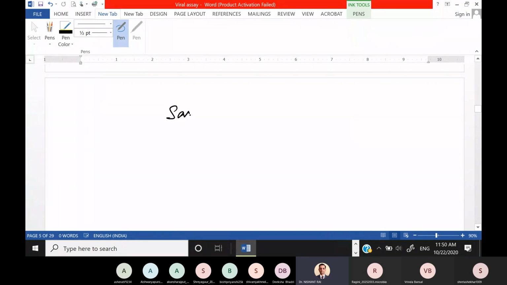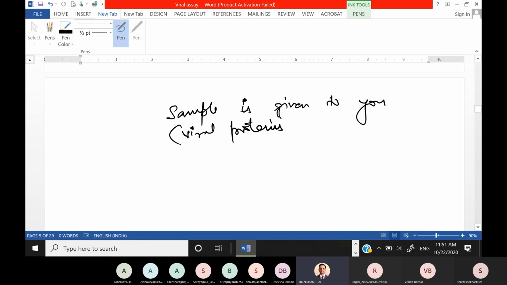दूसरा क्वेश्चन, a sample is given to you suspected to have viral proteins. एक सैंपल दिया गया है और आपको कंफर्म करना है कि वायरस प्रेजेंट है या नहीं है। जो सैंपल जहां से लिया गया है उसके सिम्टम और साइन बेसिस पे it is confirmed that it is a hemagglutinin containing protein, just confirm whether it is having virus or not. क्या वायरस है या नहीं है, सिंपल ये पूछा गया है.